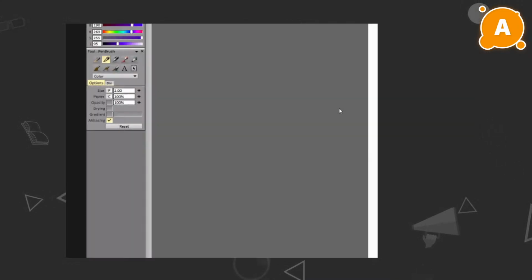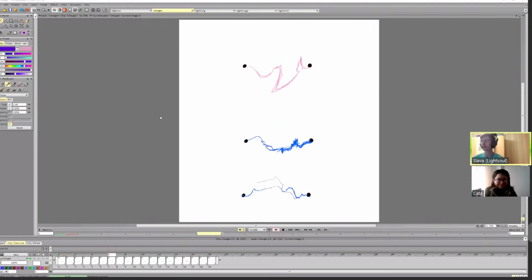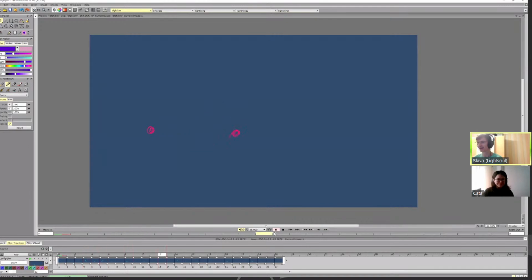So this is some of the more fancy charges and electricity that we can do. So let's show something a bit less fancy. So this is something less fancy in terms of drawing quality, but it's still a bit more tricky in terms of animating. So let's talk a bit about electricity.